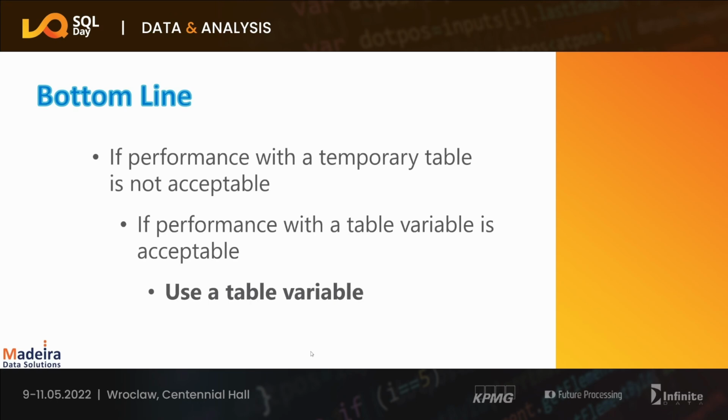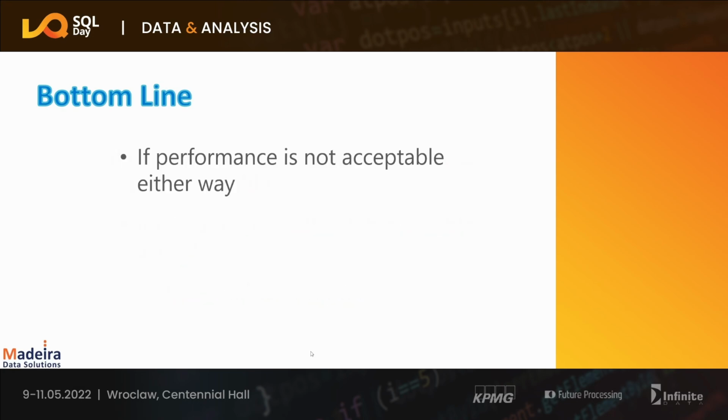And if you ask me, that's the only use case where you should use a table variable. When you test it and you see that with a temporary table, you just don't have a choice. You just have too many recompilations. That's a very, very rare case. Okay, but it can happen, of course. If performance is not acceptable either way, then of course try a hybrid solution. Okay, I talked about that before.